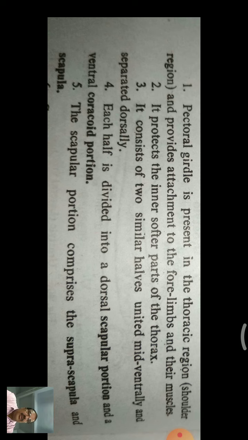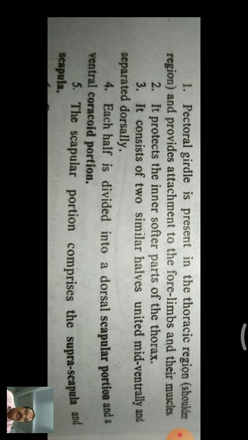It consists of two similar halves united mid-ventrally and separated dorsally. Each half is divided into a dorsal scapular portion and a ventral coracoid portion. So there are two major portions found in the pectoral girdle. First one is the scapular portion and second one is the coracoid portion.